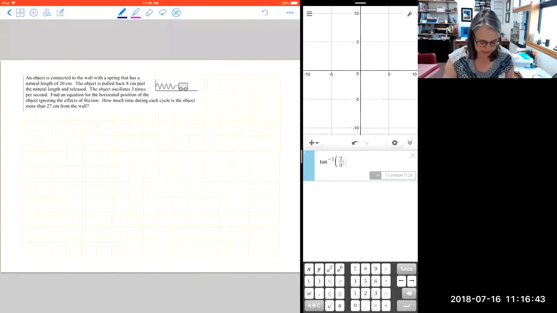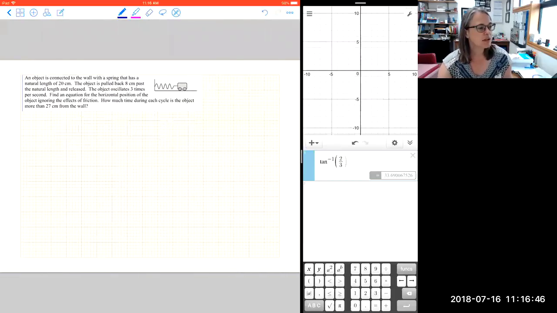So let's do another one. This one's going to be a little bit more complicated. Here we're going to talk about an object attached to a spring. Now, remember what happens when we stretch a spring? When we stretch a spring and we pull backwards and we let something go, what happens? It bounces, right? So if something bounces, what we're really talking about here is an oscillating function. This is going to be a sinusoidal function that will describe the movement of this object.